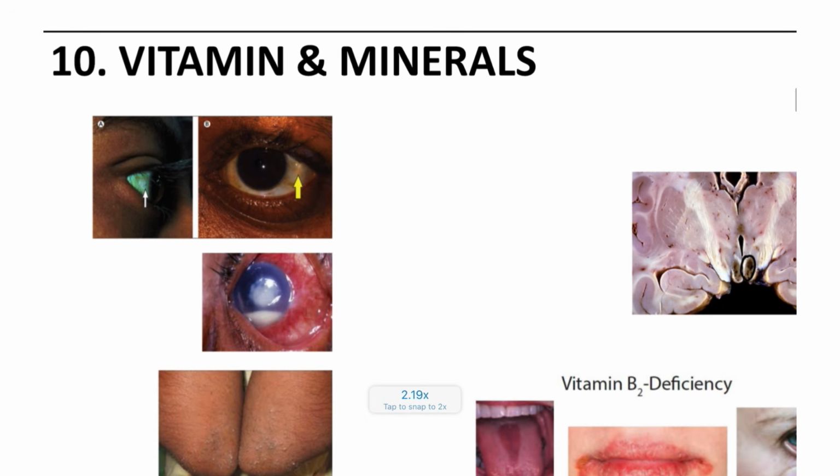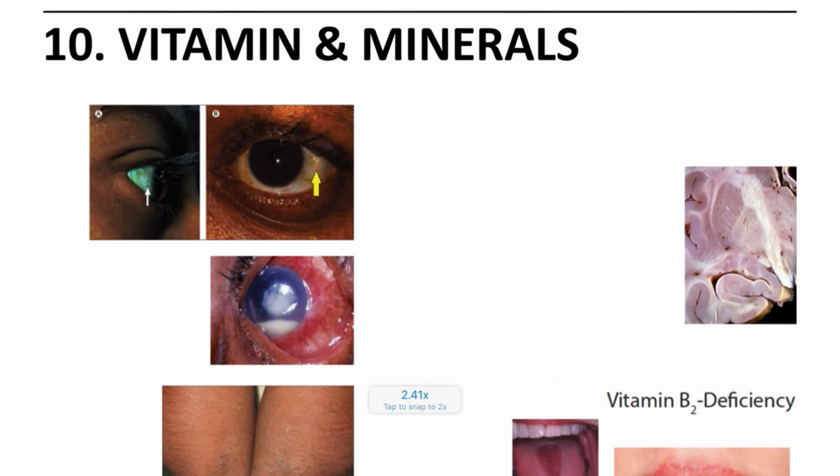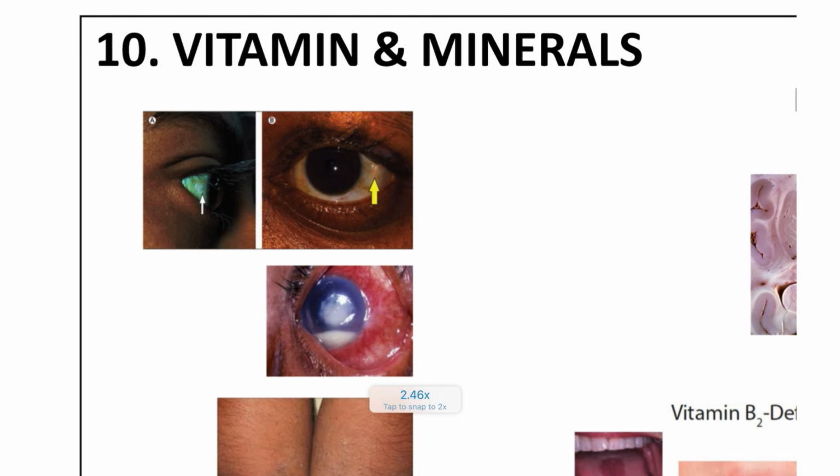Next, moving on to the vitamins and the minerals and their deficiencies. So this is also a potential area where we can expect questions. So first one is the vitamin A deficiency. Here you can see this is the deficiency of vitamin A. And what is the picture that we are focusing on here? These are known as Bitot spots. These are the Bitot spots.